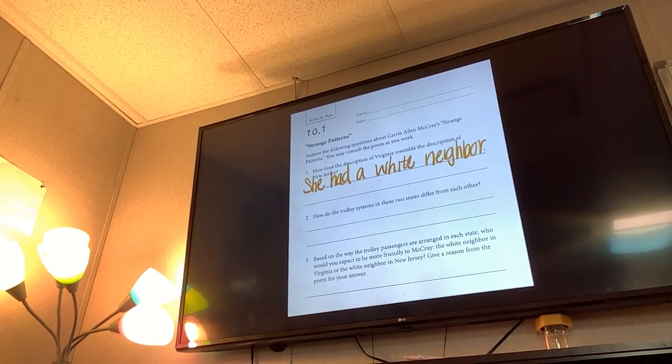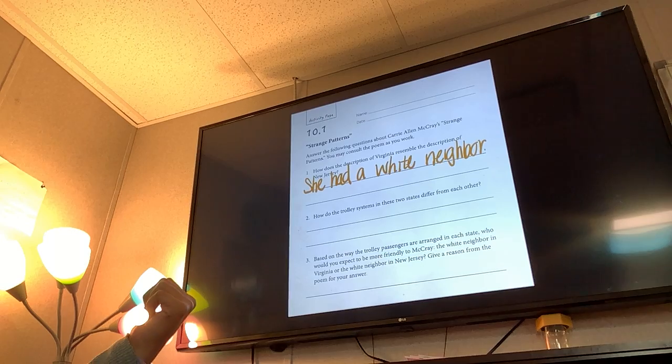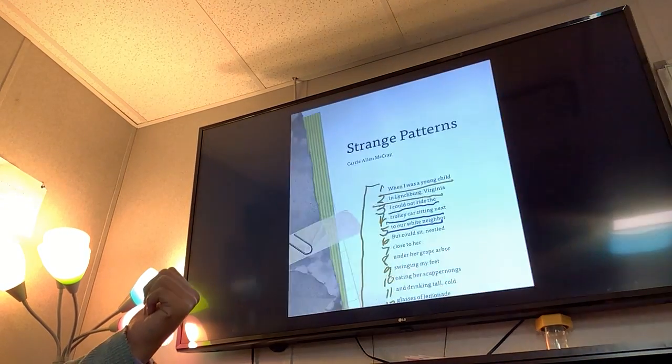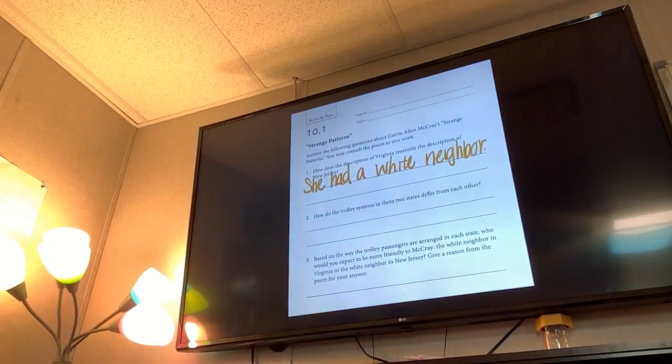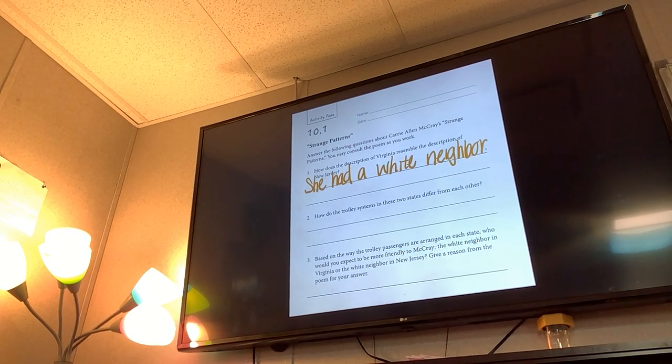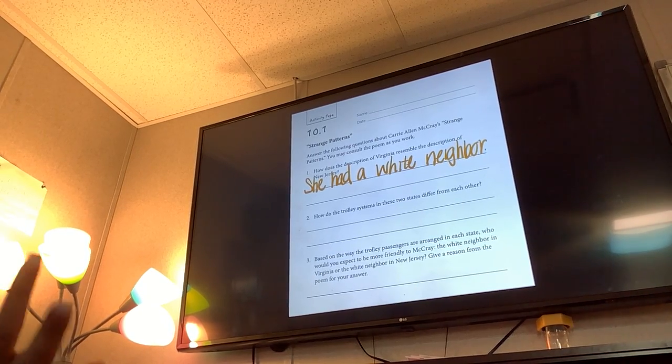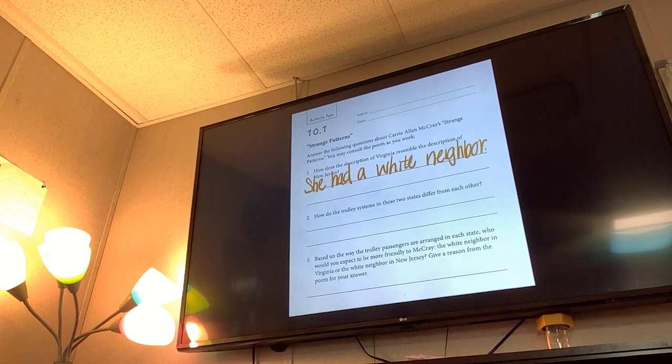Let's look at our character now. In Virginia, she couldn't ride the trolley car. But in New Jersey, she could ride the trolley car. So if we're thinking about our character, this is a time during segregation. She could not interact with people who were white. So it's not racist because it's not something she wanted. It's something that had to be done because it was law.